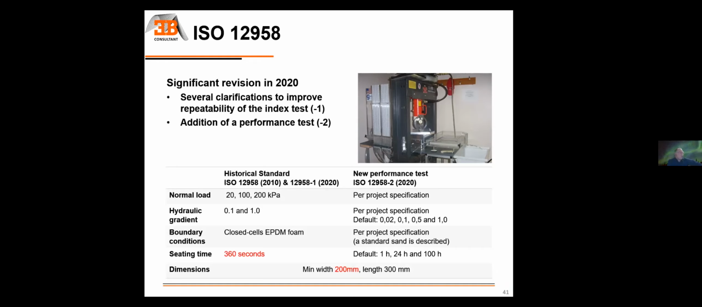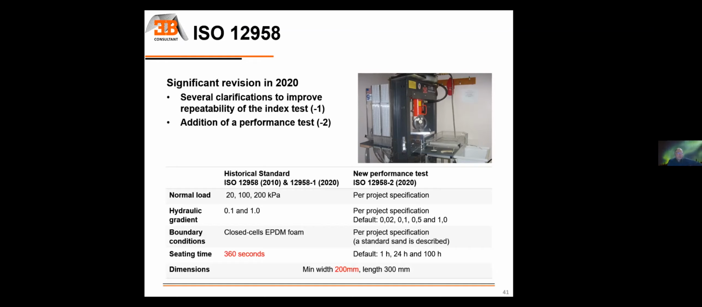We had hydraulic gradients of 0.1 and 1, and the test was also requiring to use closed cell foams as boundary conditions, so to maximize geotextile intrusion into the core and minimize the flow capacity. And the sitting time, again, was 360 seconds. What was done in 2020 to accommodate the design strategy, and in particular the ISO 18228-4 that I mentioned earlier, a new performance test was developed, ISO 12958-2.